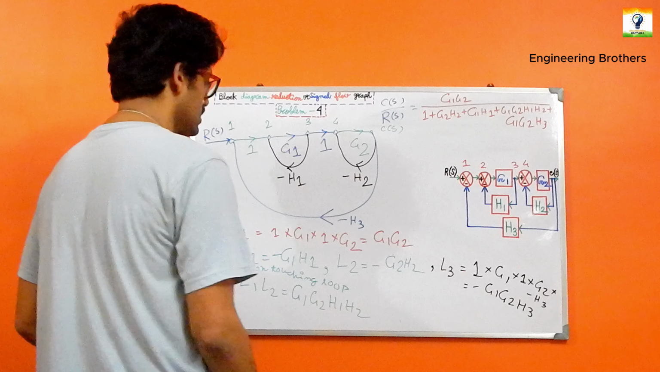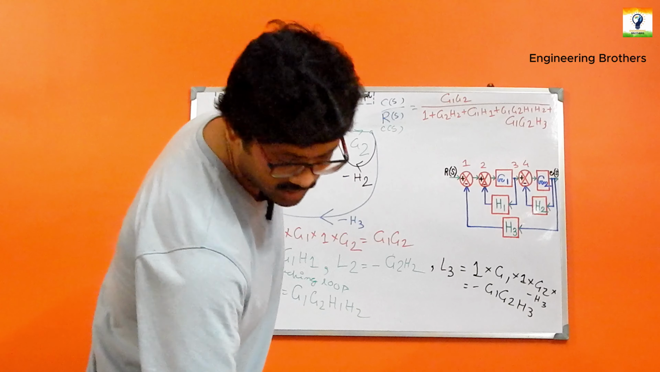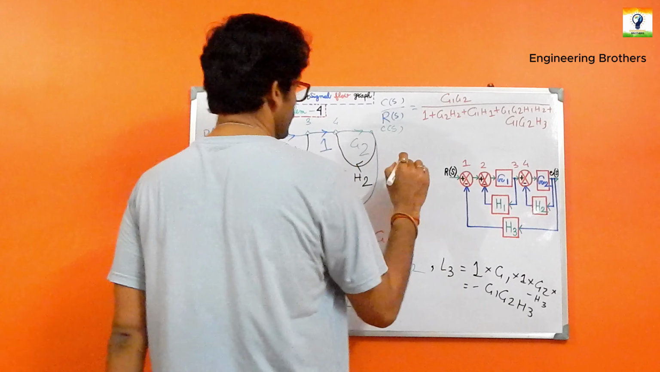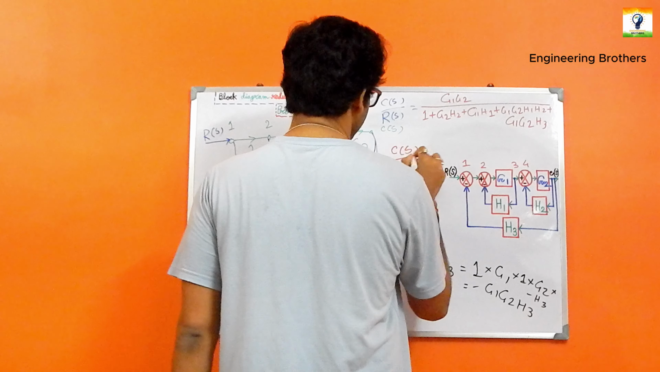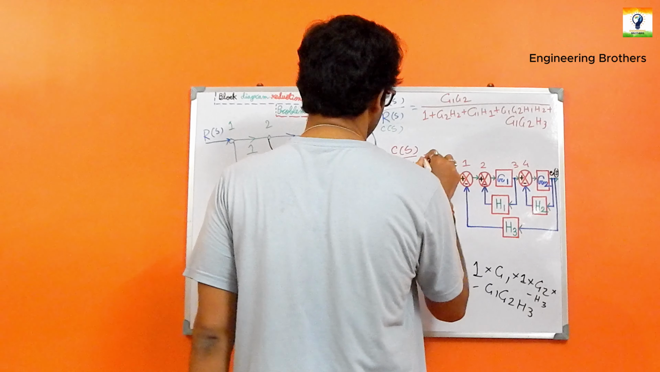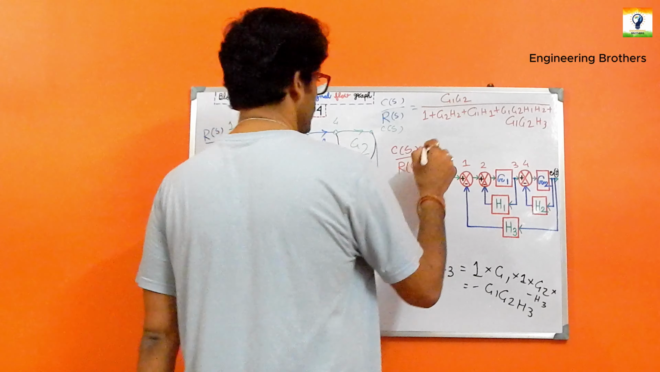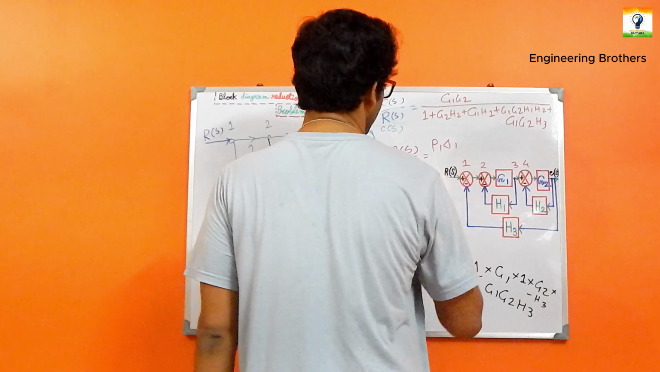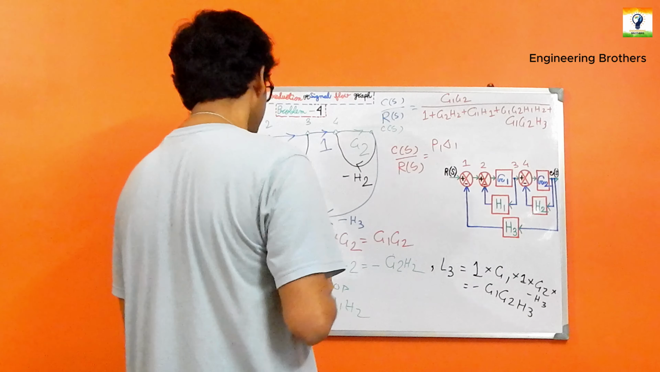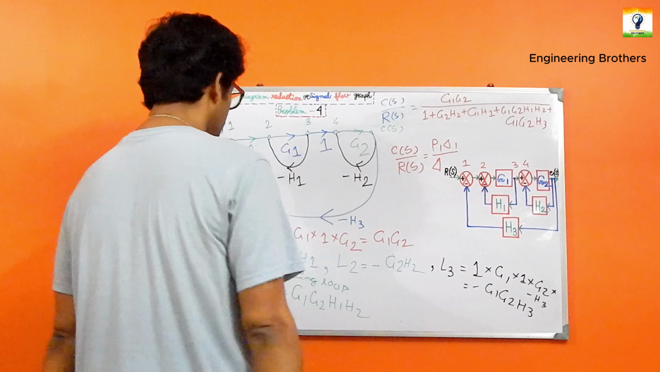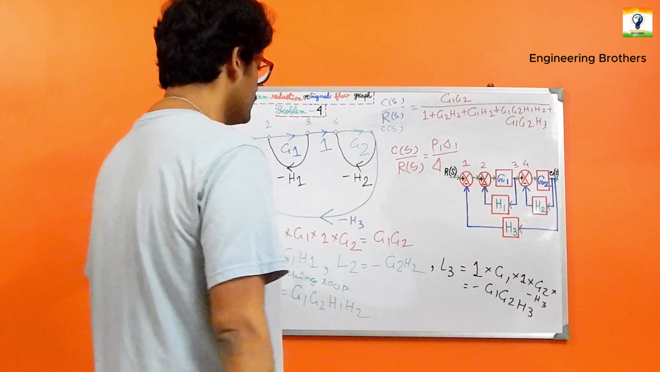Okay? And what is the much needed formulation for our mission gain formulation? The formulation for this mission gain will be output divided by input, which is CS divided by RS, and the formulation for that one will be P1 delta 1. As we are having only one forward path over here, we should find out the delta 1 as well. P1 delta 1 by delta. We can form the expression for our delta just by considering this loop and two non-touching loops over there.